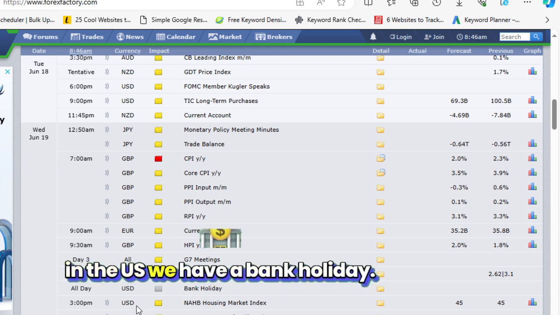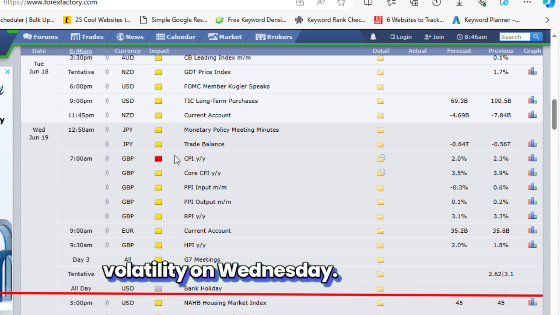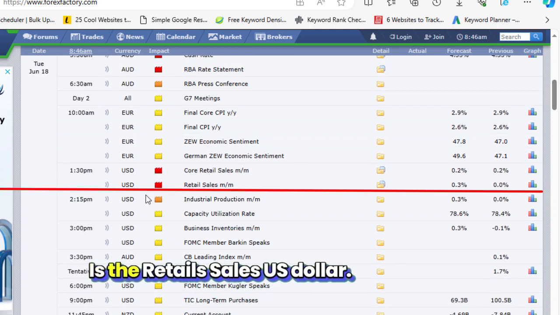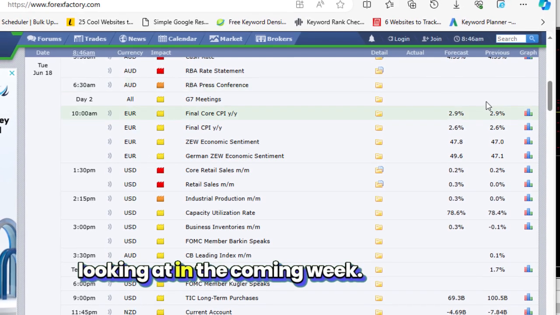On Thursday in the US, we have a bank holiday. So on Wednesday, we have a bank holiday. So this may also affect volatility on Wednesday. We'll see how that goes. While on Tuesday, very key, retail sales for the US. And so this is also key. So these are the things we'll be looking at in the coming week.